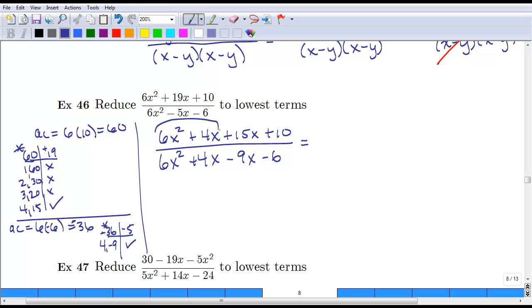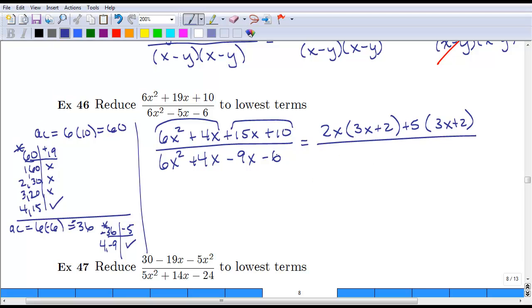So if you look at the first two terms here, we end up with in common a 2x. We are left with a 3x plus 2. If you look at the second two terms, you factor out a plus 5. And you are left with a 3x plus 2. So far, so good. They're in common. I'm going to just kind of go down here to finish this step. 3x plus 2 is our common piece, and you're left with 2x plus 5.